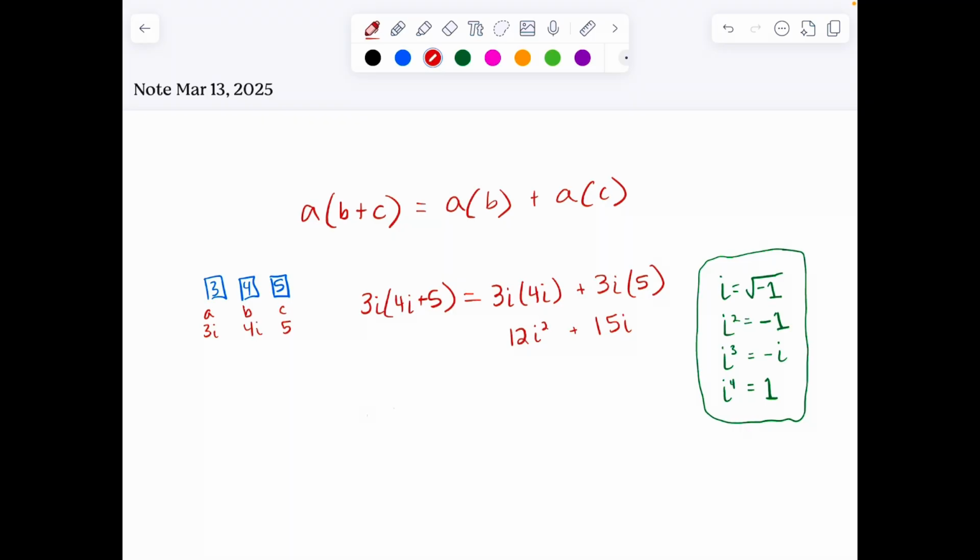Okay, so if you look over here at this chart, you can see that i squared is -1. So that means that this 12 is times -1.